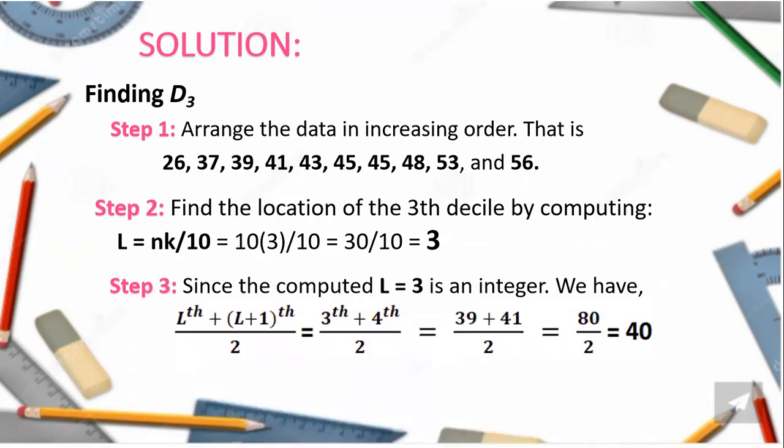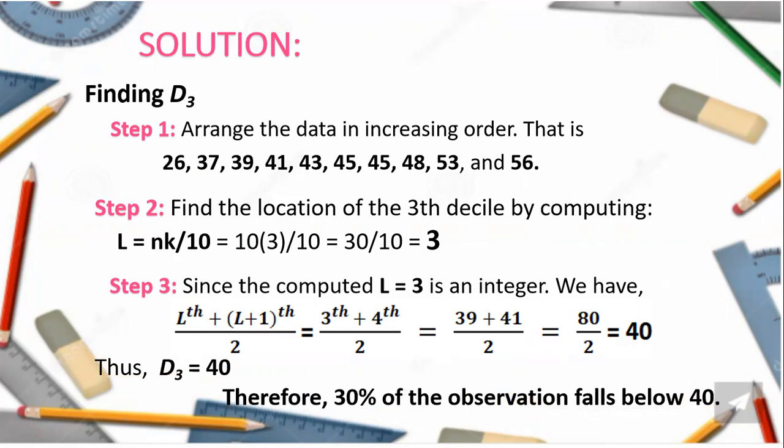In this case, we get the average of the third and the fourth observation in the arranged data. The third observation is 39 and the fourth observation is 41. We get the average. So we have 80 divided by 2, so we have 40. Thus, the third decile is equal to 40, interpreted as 30%, 3 times 10%. So 30% of the observations fall below 40.